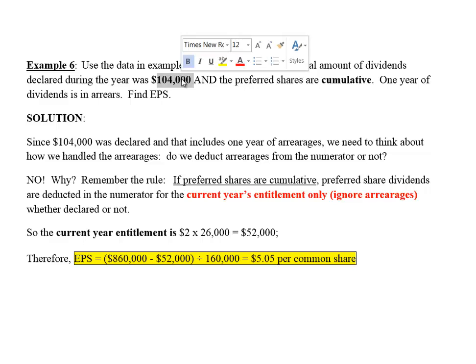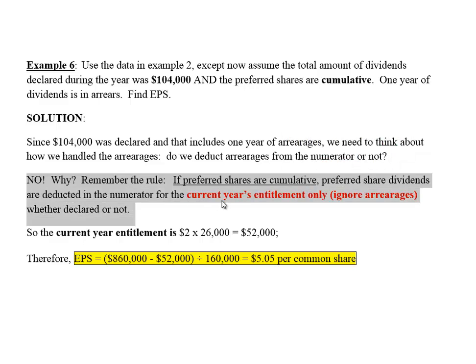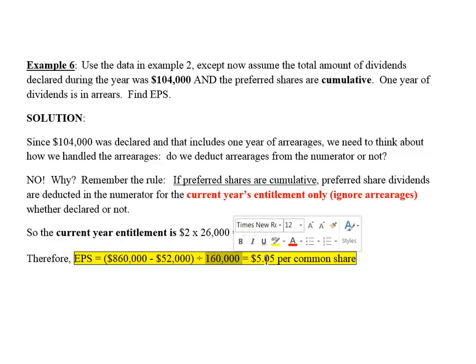But don't forget, because the shares are cumulative, we deduct only the current year's entitlement and ignore arrearages. So the current year's entitlement for 1 year would be 52,000 of the 104. We only deduct that in the numerator, divide by our weighted average common shares to get $5.05 per common share. So this concludes our review of the calculation of earnings per share with our focus on the numerator. I hope you found this video helpful.